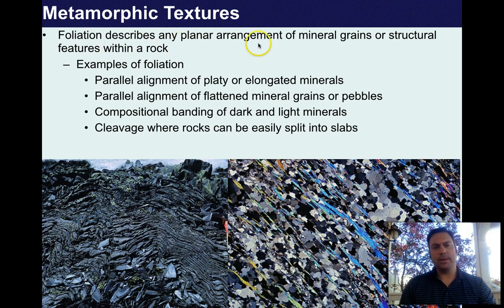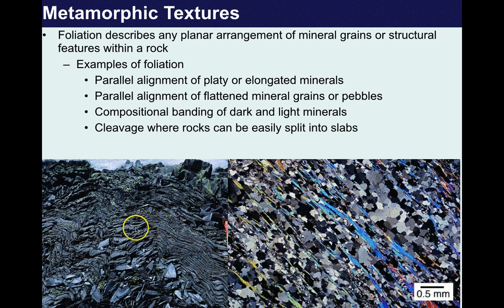Foliation describes any planar arrangement of mineral grains or structural features within a rock. So here's some examples of foliation down here. Here we can see nice, it almost looks like layering. This is a metamorphic rock. This is a metamorphic shale that has been altered into a slate. And this is due to parallel alignment of platy or elongated minerals.